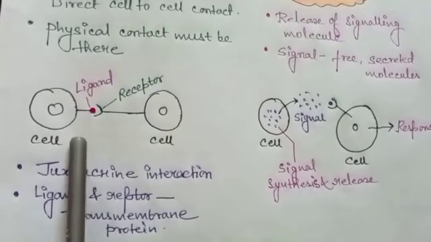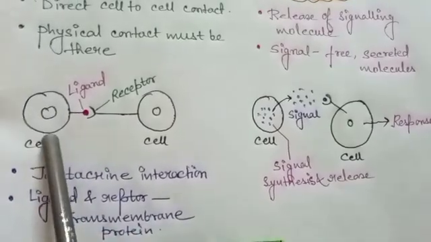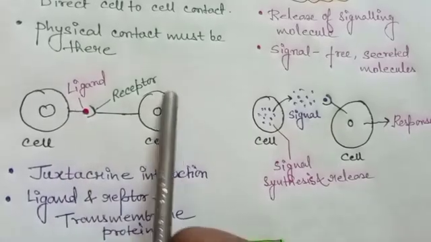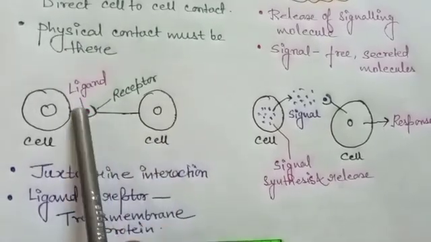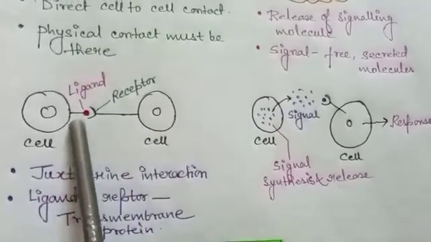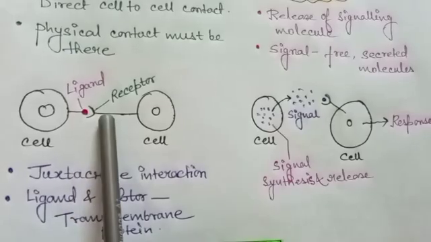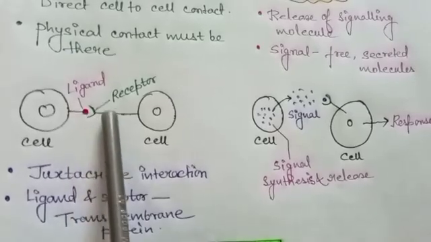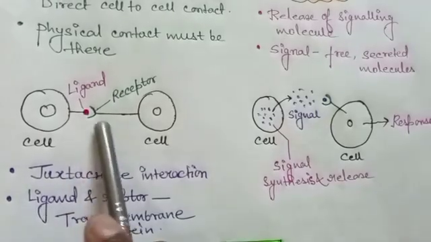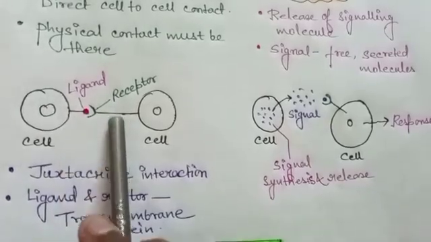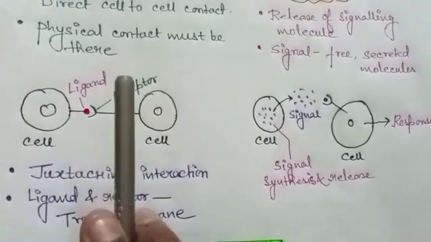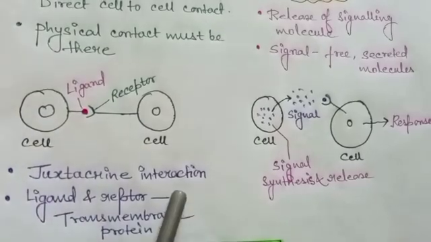So these are the diagrams. Here this is a cell, and this cell has a secreted signaling molecule, and this is another cell that has receptors. This is called the ligand, signaling molecule or ligand. This ligand binds to the receptor, and this leads to the formation of a receptor ligand complex or receptor signal complex. And under direct signaling, there is juxtacrine interaction.